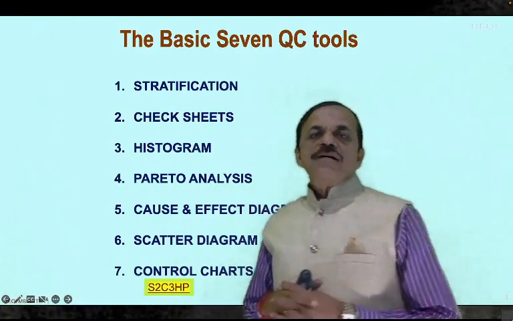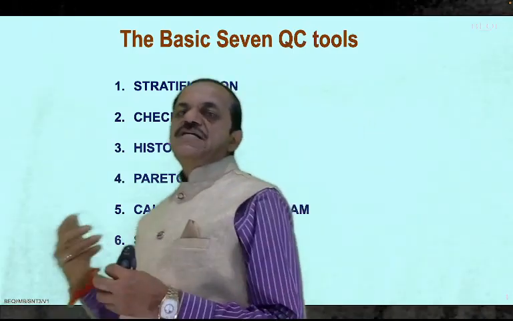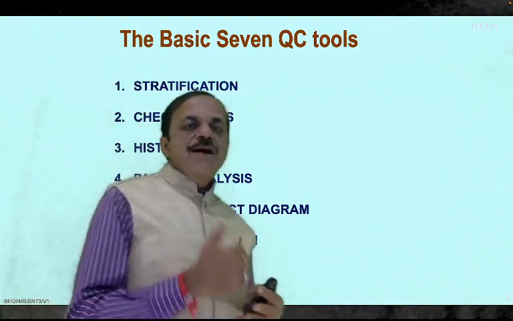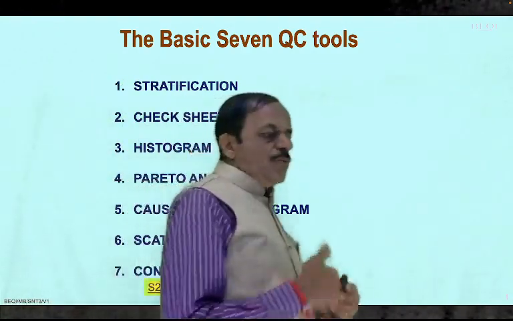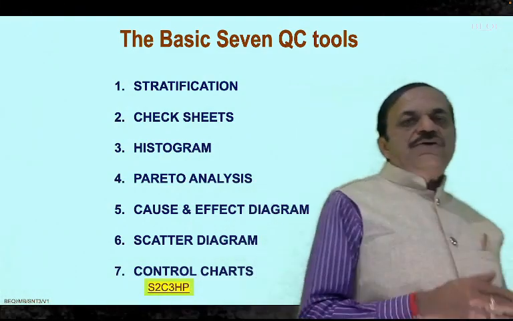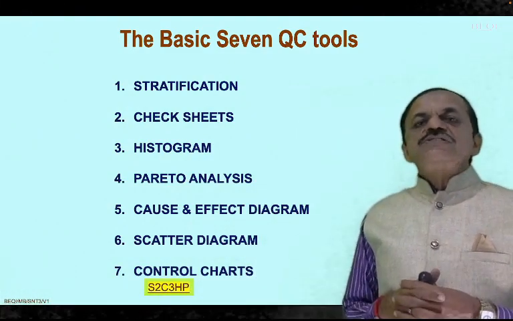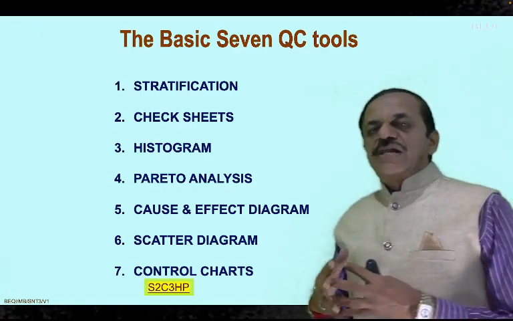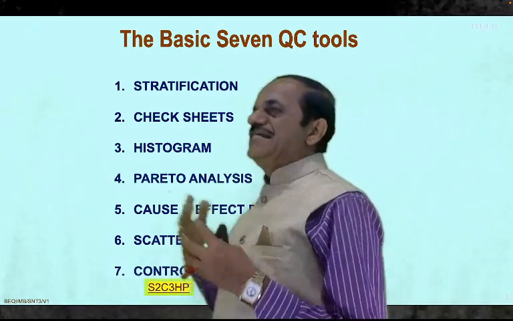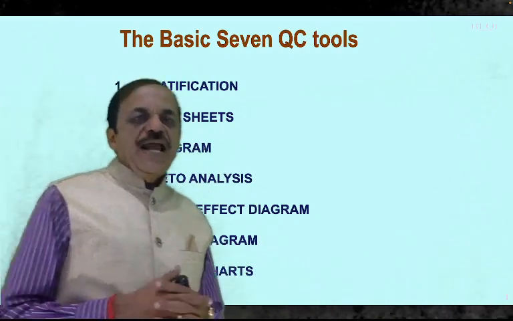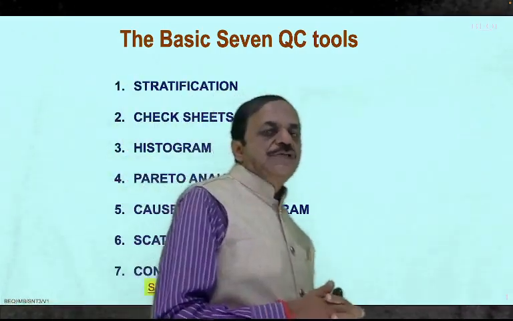Today I am going to cover these 7 basic QC tools. These are very important to arrive at permanent solutions to quality problems as well as business or organizational problems. These 7 tools look to be overwhelming, but they are not. If you understand from the basics, they are very easy to understand and apply. This is where I would like to add value.